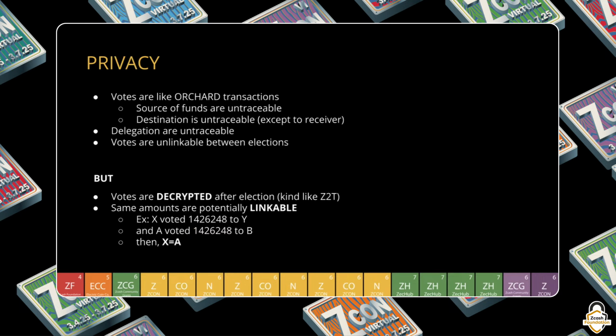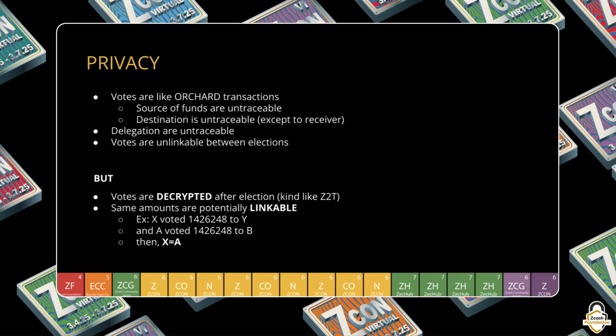Okay, so let's talk about the privacy of an election. The votes themselves are very similar to Orchard transactions. That's how we are able to use Orchard funds as a source of voting power. And we leverage the same technology. There are also Halo 2 circuits. Most of the stuff is the same. We have obviously added some stuff to make the chain untraceable between elections.